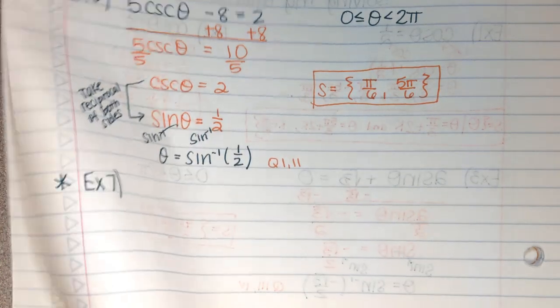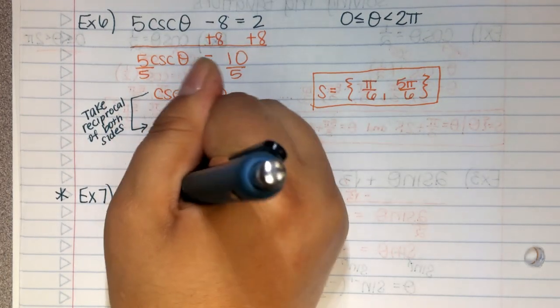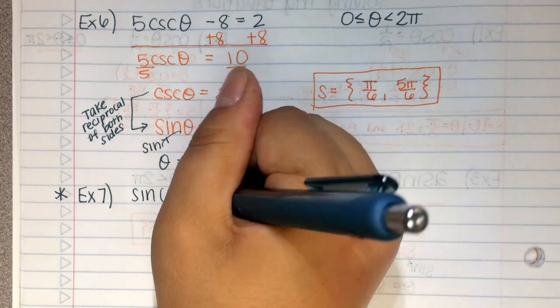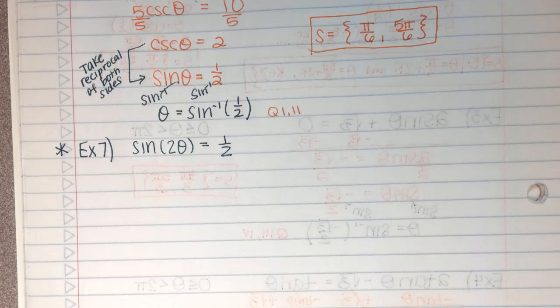Man, we've done a lot of sines of 1/2. Should I change it? Keep it that way? Example 7 is special.